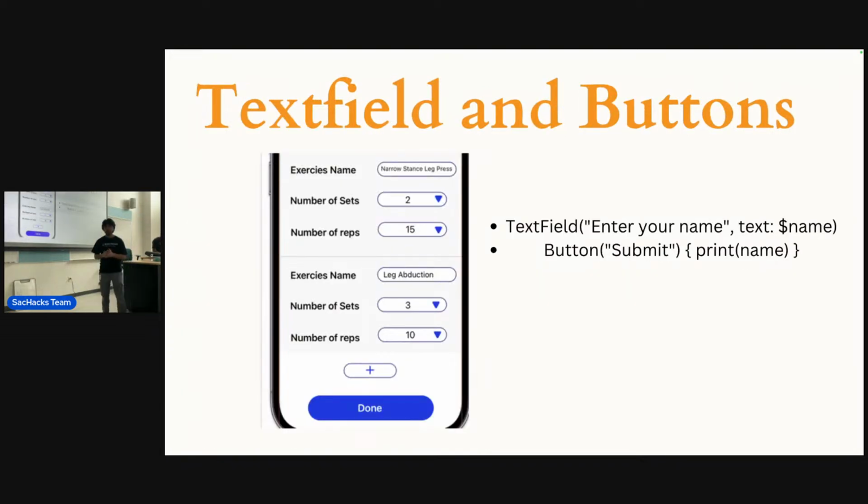So a text field is nothing but an input option. As you can see in the exercise name section, we could type in a name and press enter to save that input in your app. And the way you do that is just using the TextField view. So TextField, then enter your name and save the text in the name variable. And we just submit it using a button as an example.